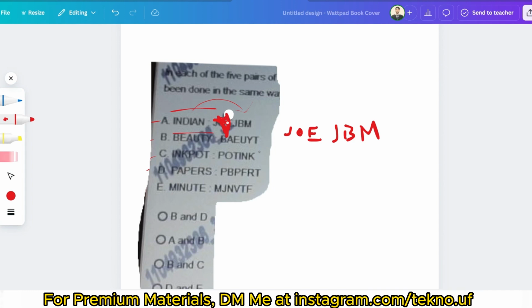So I have just, yeah, like make it dark because of copyright issue.